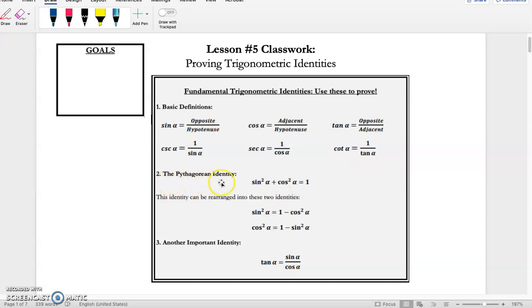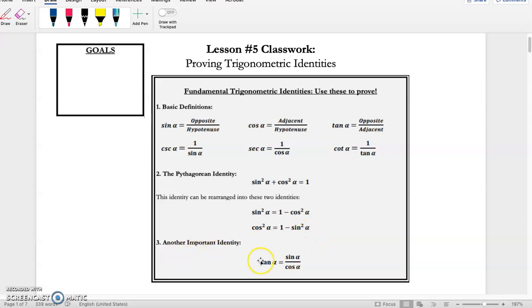And so the Pythagorean identity is sine squared of theta plus cosine squared of theta is equal to 1. And then we can use this in different variations. So sine squared of theta is equal to 1 minus cosine squared of theta.